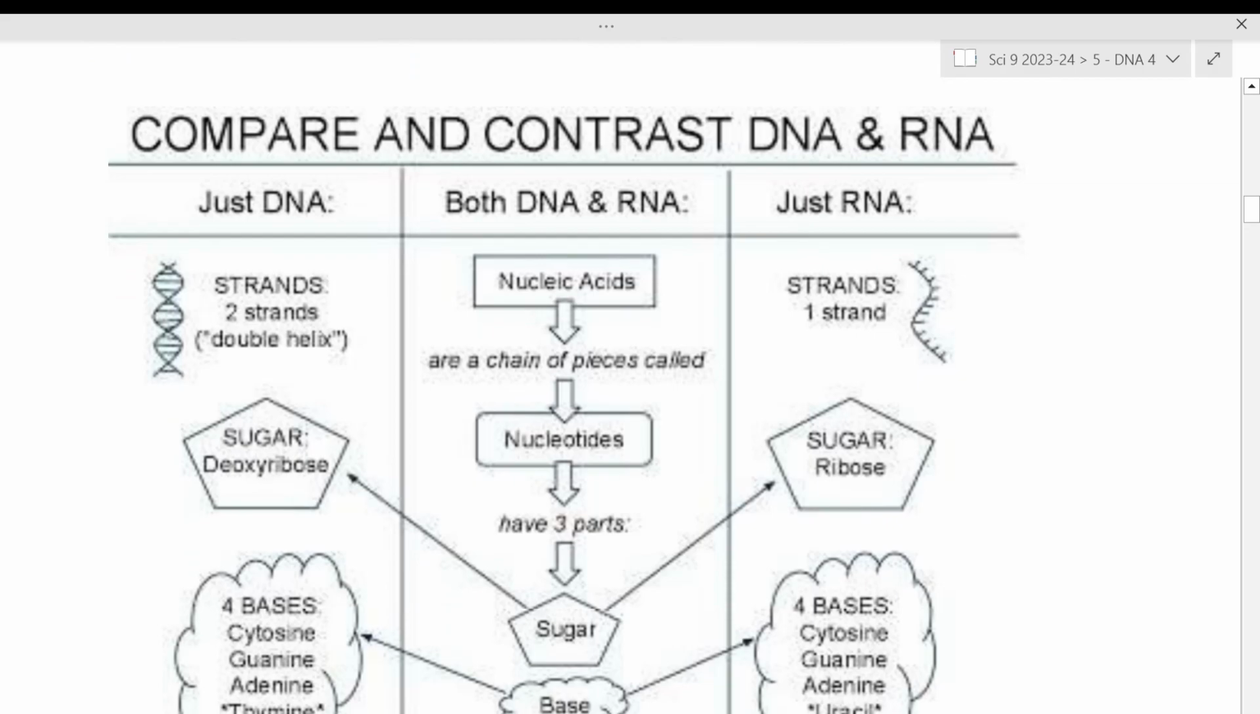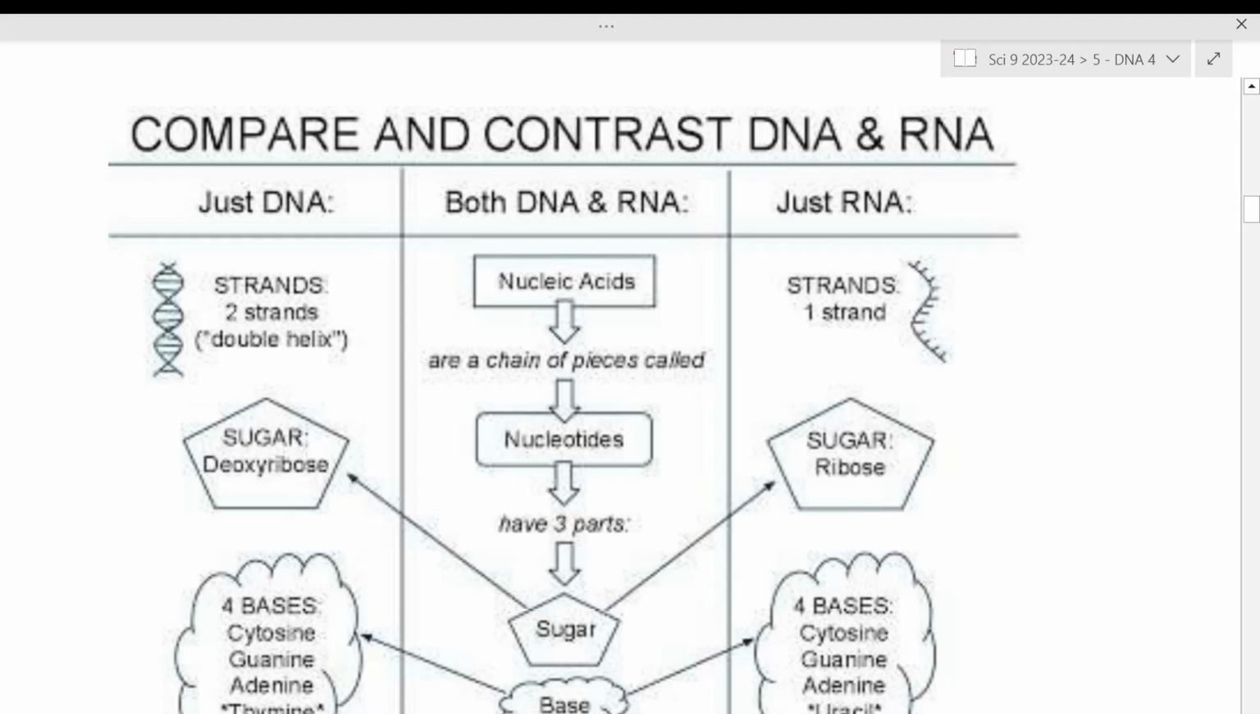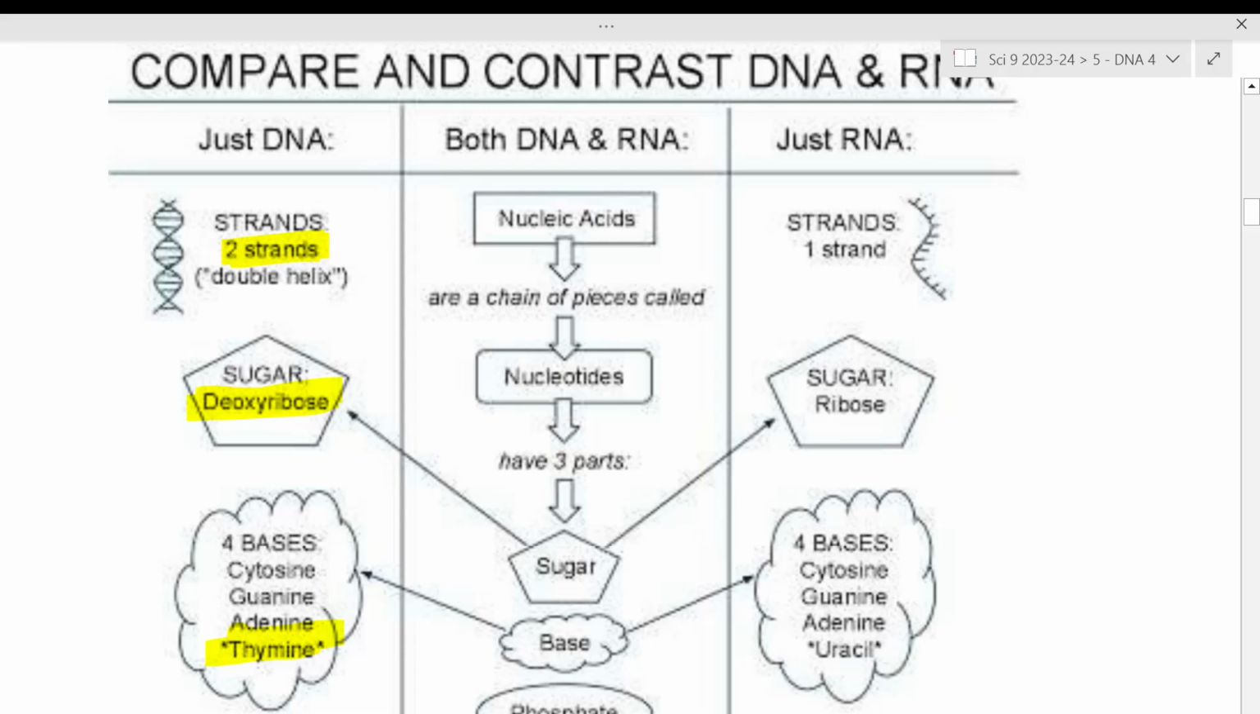So you can see here, we're comparing and contrasting. Just DNA has 2 strands, deoxyribose sugar, and thymine. Just RNA has 1 strand, not 2 strands. Just RNA has ribose, not deoxyribose. And just RNA has uracil. But both DNA and RNA are nucleic acids. They are made of nucleotides. The nucleotides all have sugars, bases, and phosphates.